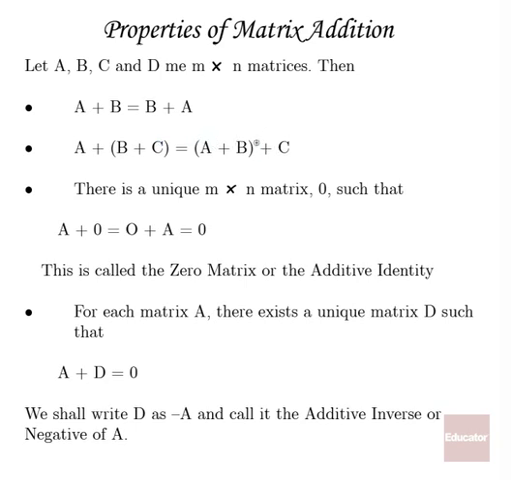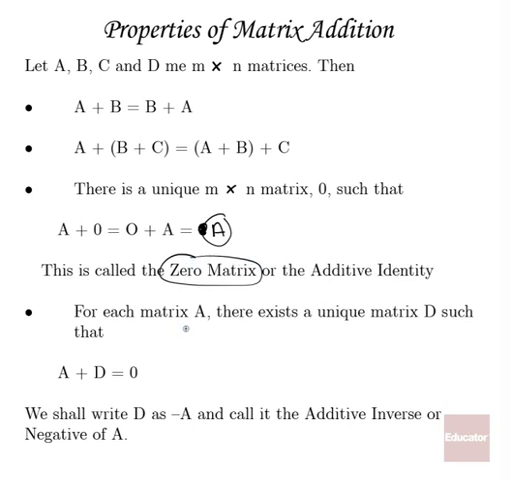Matrix addition is associative. There is a unique m by n matrix 0 such that A plus the 0 matrix equals 0 plus A matrix. And again, we can do it this way because addition is commutative, is equal to, oops, my apologies here. This should be A. So A plus the 0 matrix leaves it unchanged. So this is called the 0 matrix or the additive identity. We'll call it the 0 matrix most of the time.